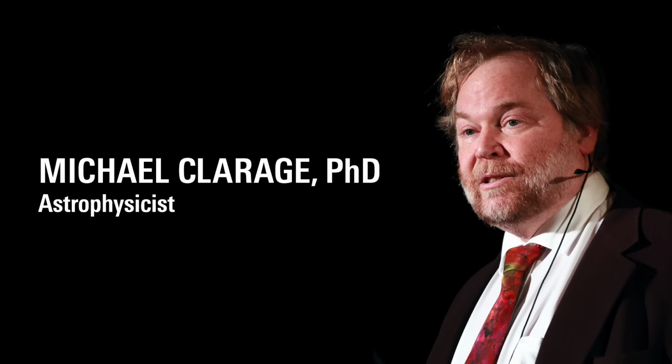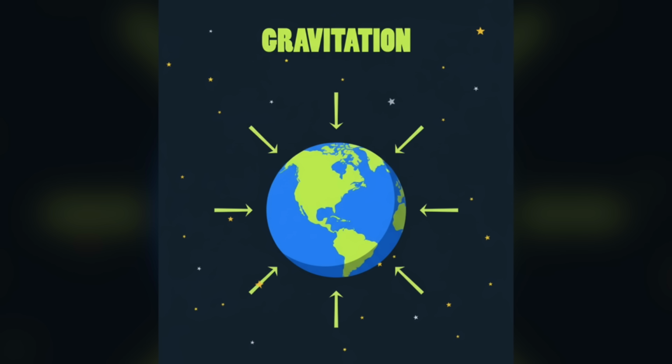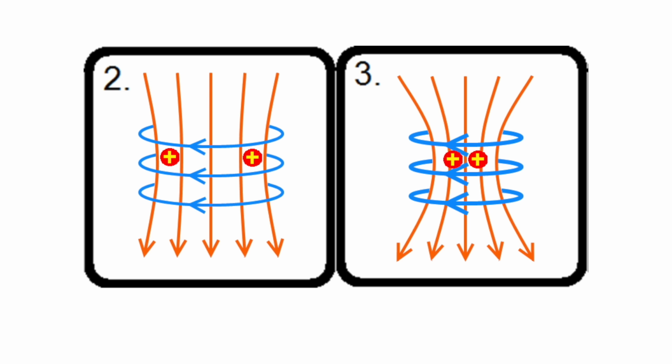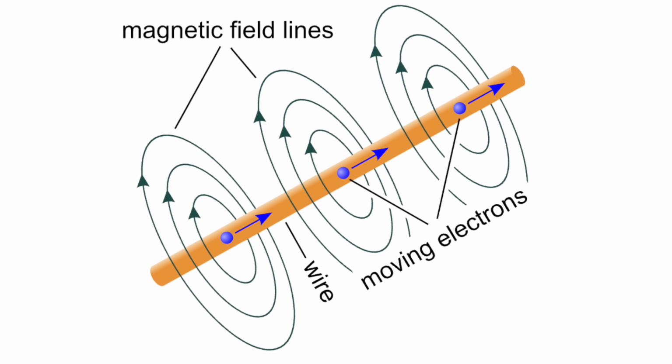What's the math we're going to use? We are going to use what's known as the Carlqvist relation. The left side is the compressive forces: gravity, and the inward pinch from the magnetic field created around an electric current. The right side is the expansive forces: thermal pressure and magnetic field pressure.